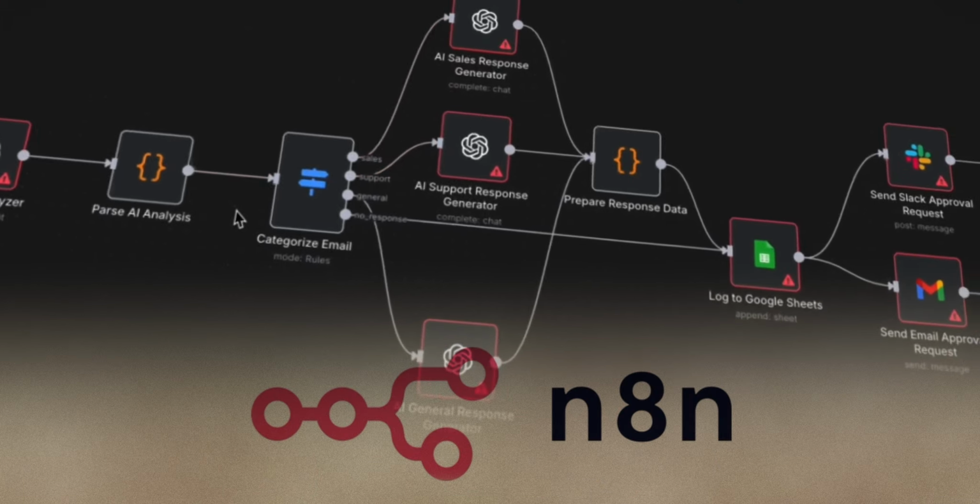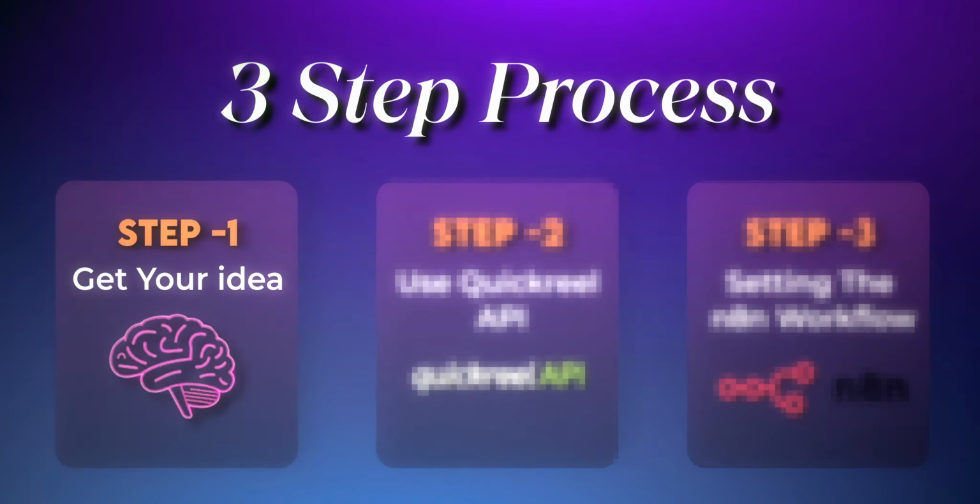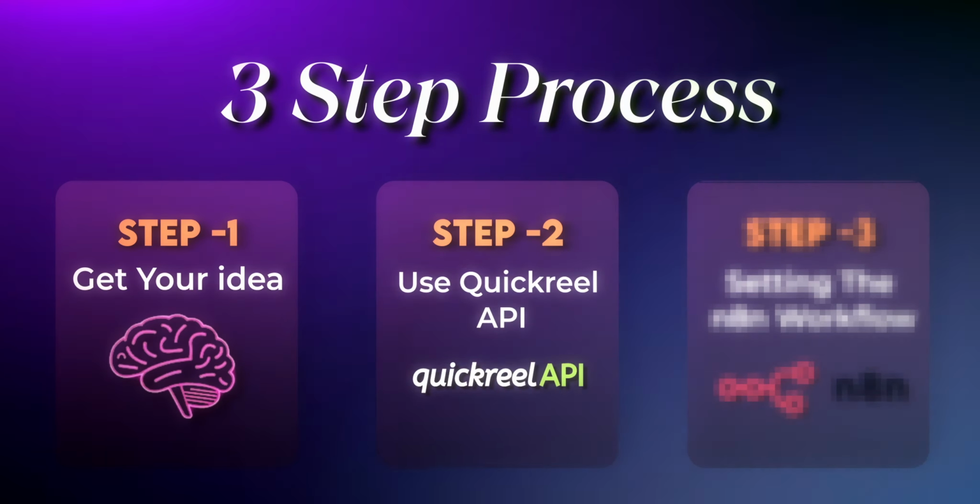In this video, we will be doing an n8n workflow of how you can run an automated faceless YouTube channel. The process is very simple. It's a simple 3-step process that you can do. The first one, get your ideas for your videos. The second one, use the QuickReel API to generate unlimited videos with it.